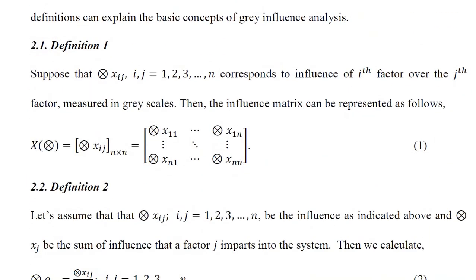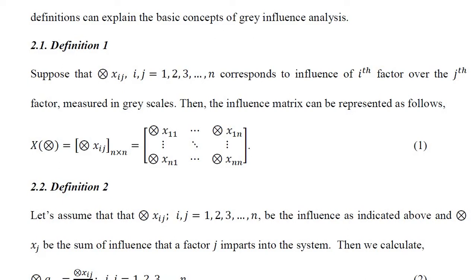What are we representing? This symbol, a multiplication mark inside a circle, represents a gray number. A gray number has a lower bound and an upper bound. Usually the limits are shown in square brackets, so these two values will be there. The lower bound is shown with the symbol of a multiplication mark inside a circle with a line below it, and the upper bound is shown with a line above it.